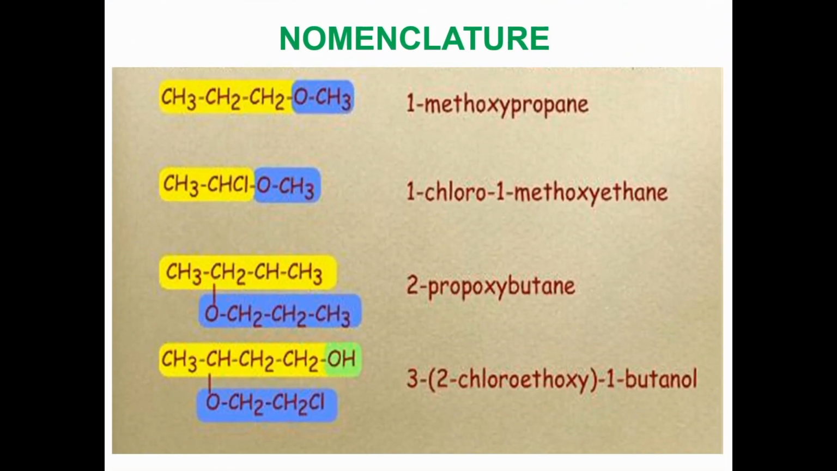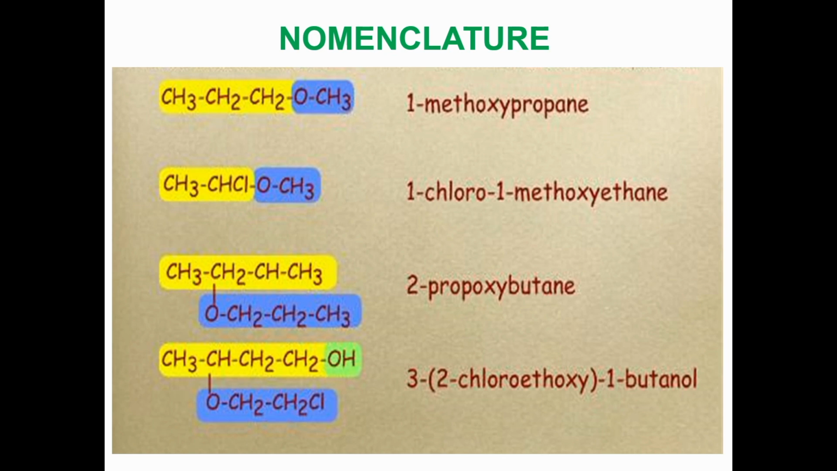In this compound, if you look at the highlights, you realize that the smaller carbon is given priority. Naming it this way gives the oxygen substituent the minimal number. That's why we're going to start from the methyl substituent. We call it 1-methoxypropane. So we're naming it as an alkane with a methoxy substituent. The second one, we're calling it 1-chloro-1-methoxyethane.